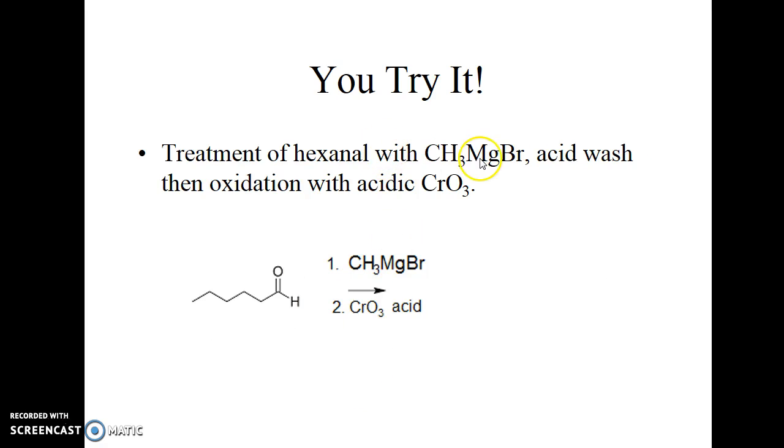When we treat hexanal with methyl magnesium bromide, what happens? Well, first we get the addition of the methyl group, and we made an alcohol here, and then the chromic acid oxidizes that down to the ketone.